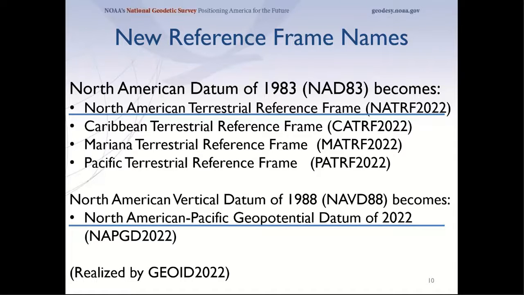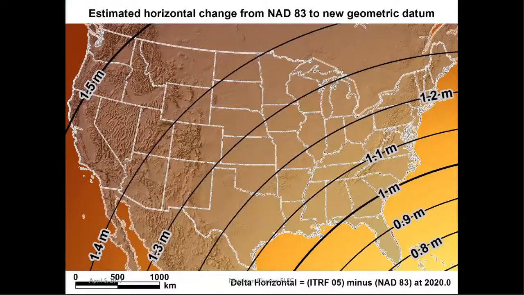And then in addition to the new vertical datum, there will be a new geoid model, geoid 2022, that will be developed to be utilized with the new vertical datum. So just to give an approximation of what changes we can see, there'll be two components that will provide the change.